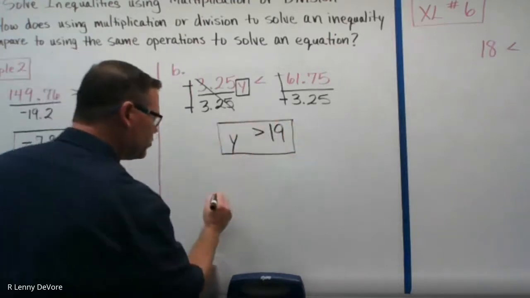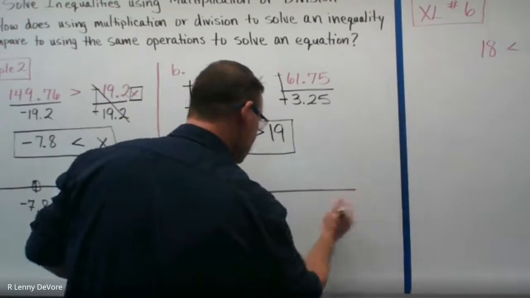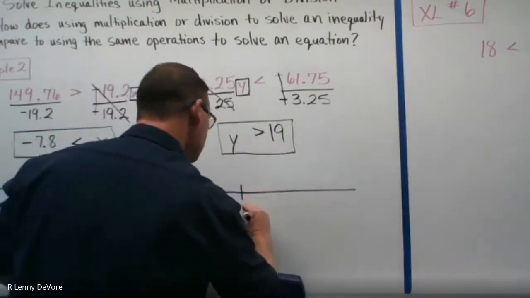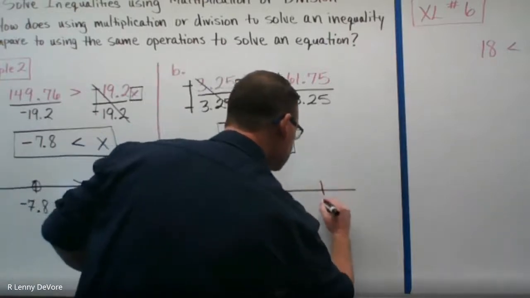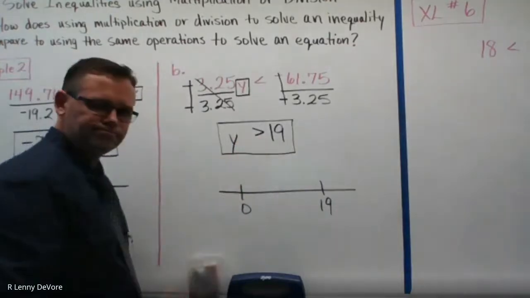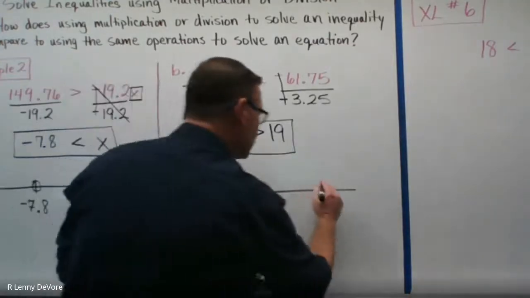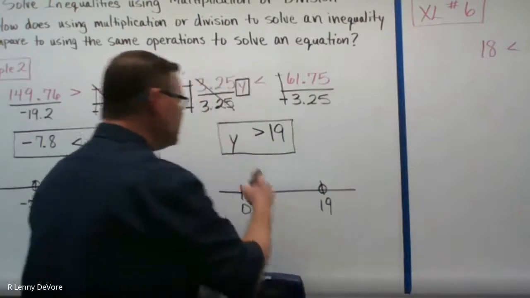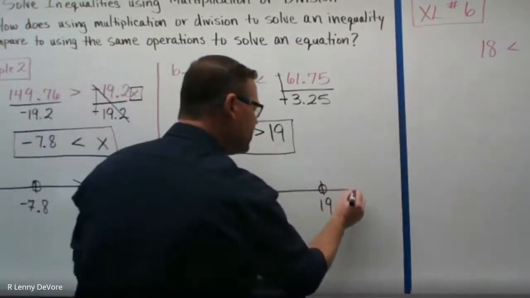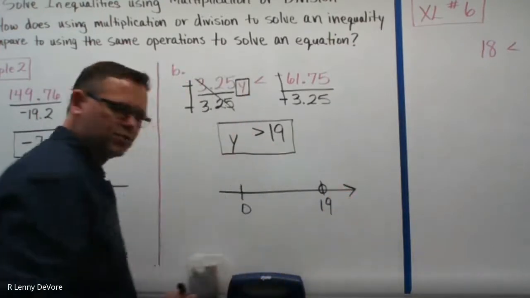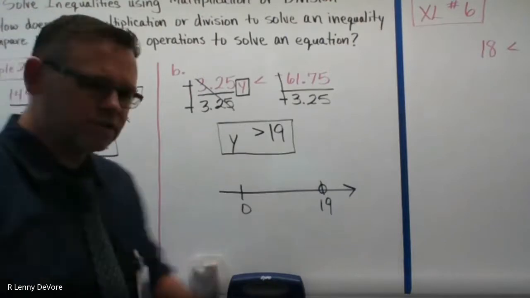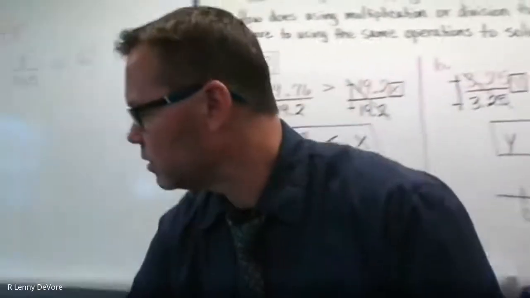Now again, I'm going to go through and evaluate this. The 19 is over here, so for the graph, I'm going to put the 0 over here, and I'm going to put the 19 here. Now I'm going to look up here. Can it be equal to 19? No, it can't. So I need to put an open circle here. Then I'm looking, is y greater than or less than 19? Y is greater than, so my arrow goes this way when I graph. Okay, guys? All right, let's go to example 3.